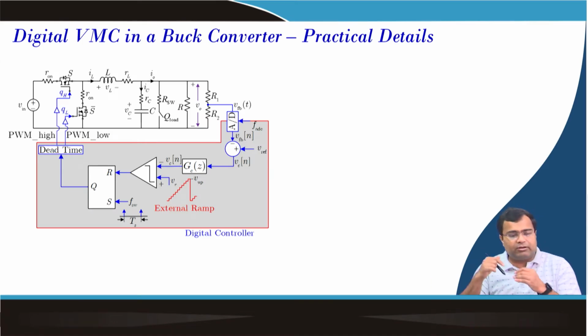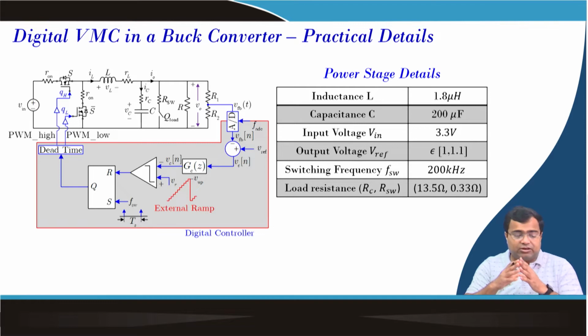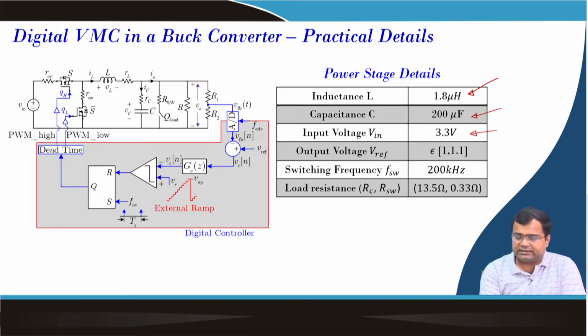If we recall our digital voltage mode control, we have discussed this multiple times. So, what are the practical details that we have considered? In this particular hardware prototype, we have considered a 1.8 microhenry inductor and a 200 microfarad capacitor, tested at 3.3 volt input voltage. The output voltage is considered between 1 and 1.1 volt, because we will also show a reference transient where we change the voltage from 1 to 1.1, but our nominal voltage is 1 volt.